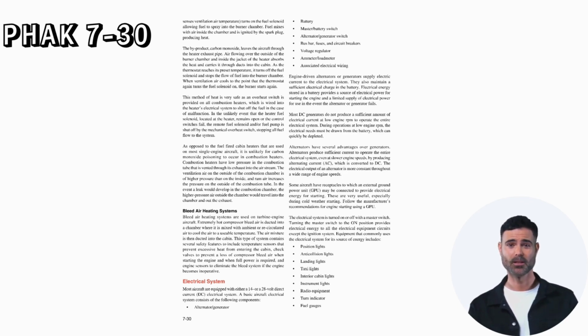Most DC generators do not produce a sufficient amount of electrical current at low engine RPM to operate the entire electrical system. During operations at low engine RPM, the electrical needs must be drawn from the battery, which can quickly be depleted. Alternators have several advantages over generators. Alternators produce sufficient current to operate the entire electrical system, even at slower engine speeds, by producing alternating current AC, which is converted to DC.